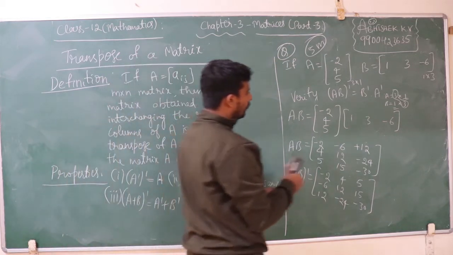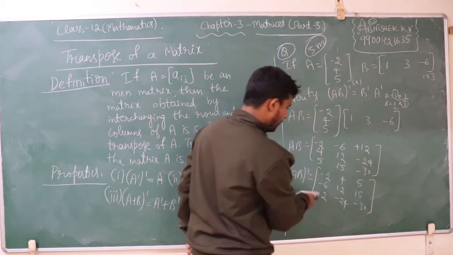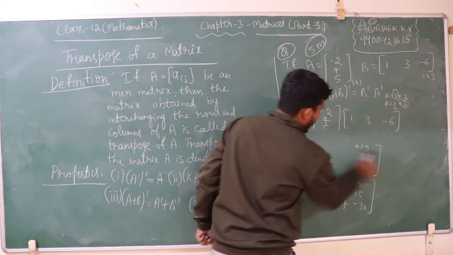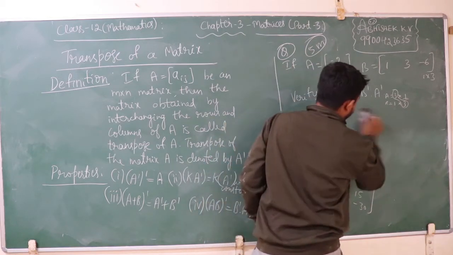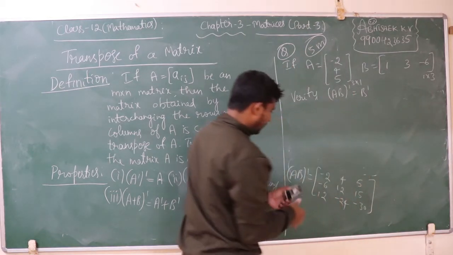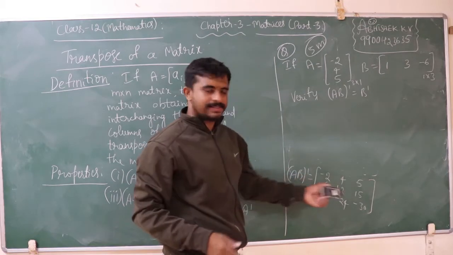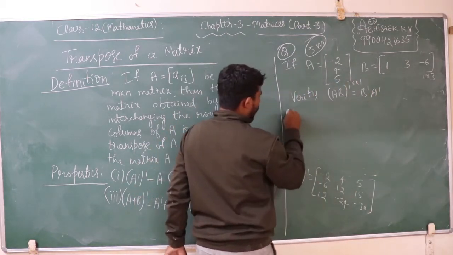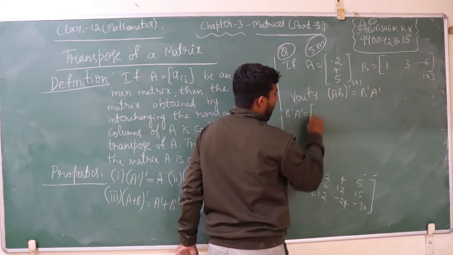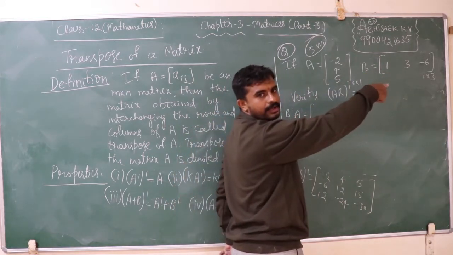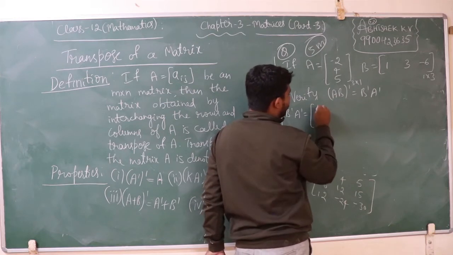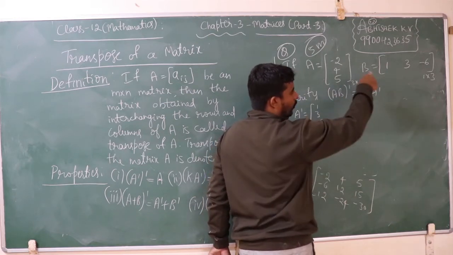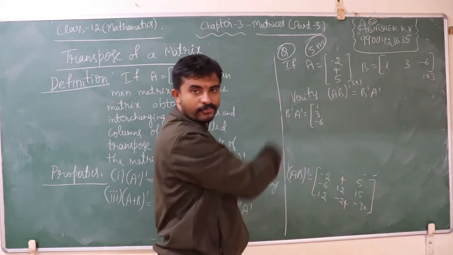Remember this one. Transpose of AB is this one. Let us consider the RHS part, that is B transpose into A transpose. See, B is 1 by 3, then B transpose is 3 by 1. That row becomes this. First row becomes first column.